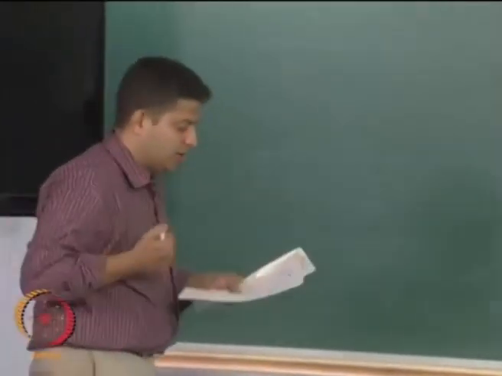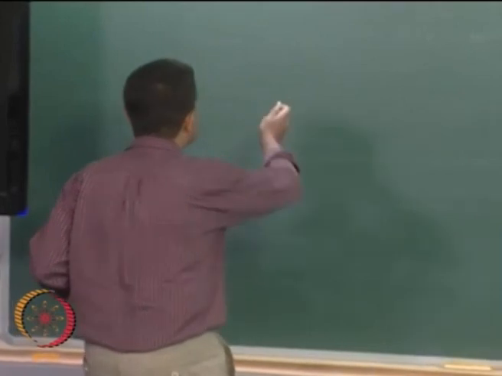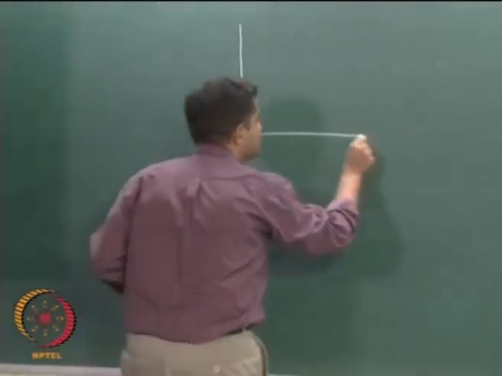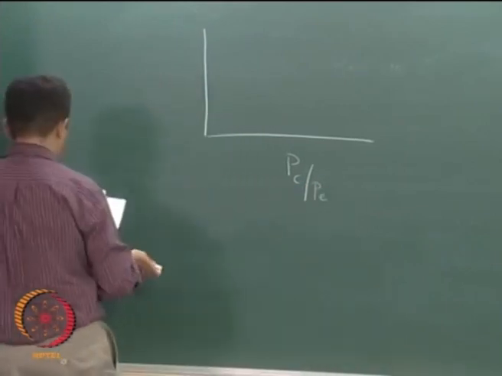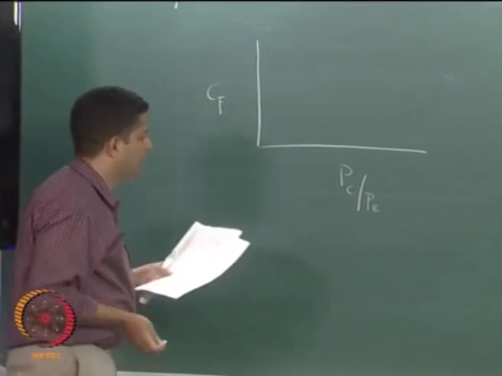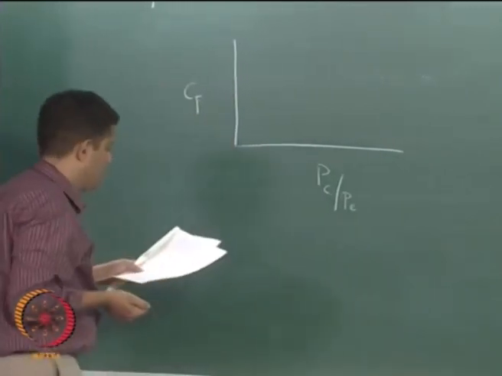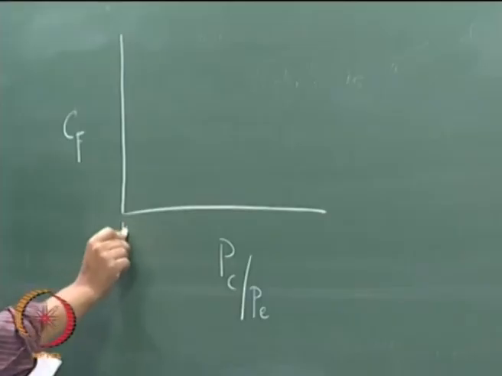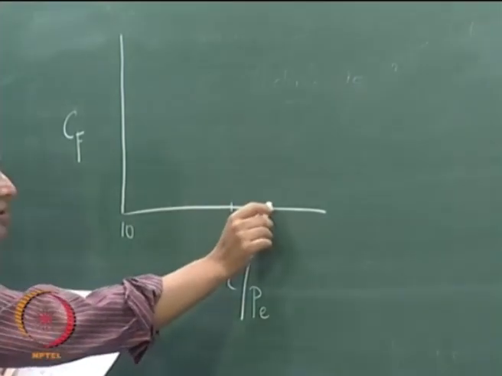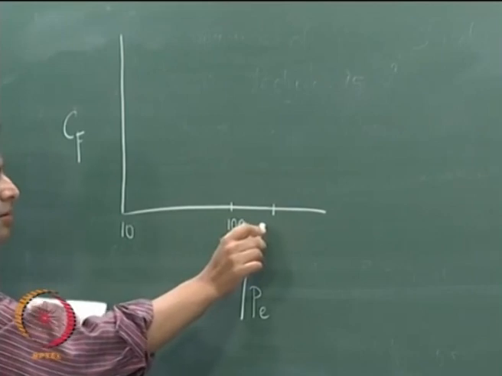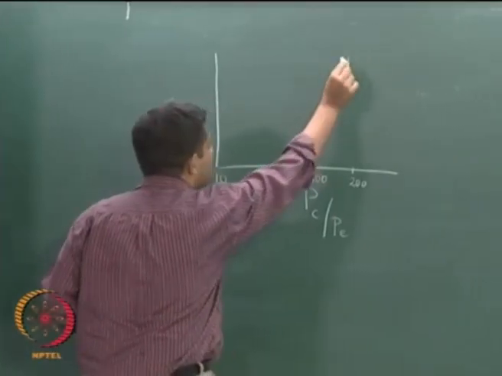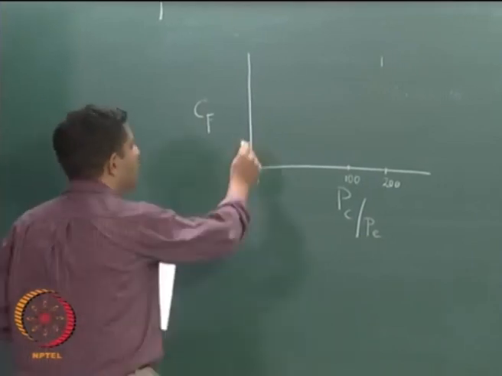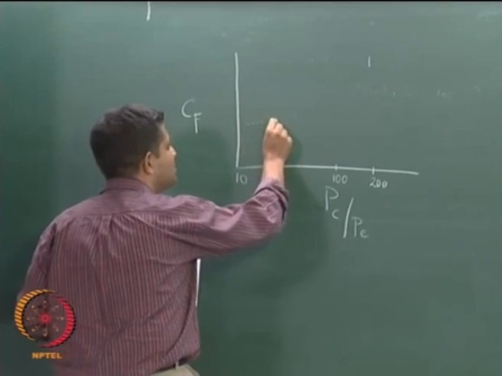In the last class we had talked about how the plug nozzle could have a better off design performance. Let us look at it in this graph. If we have PC by PE on the x axis and CF on the y axis, this is a log scale. So if you have a nozzle designed for some high altitude condition somewhere here, a conventional nozzle or a conical nozzle will go like this.